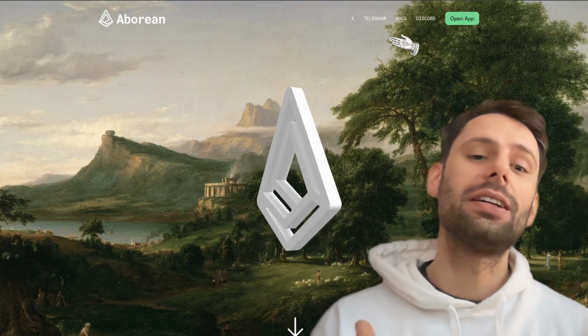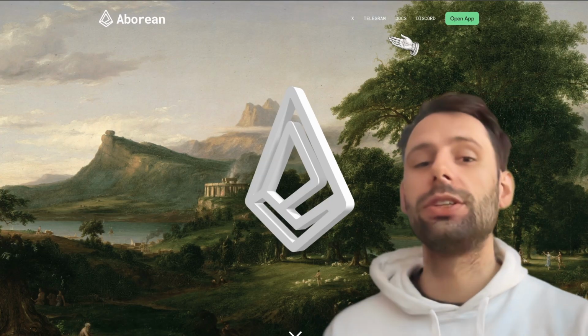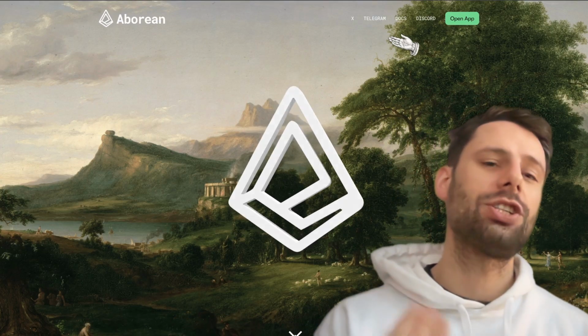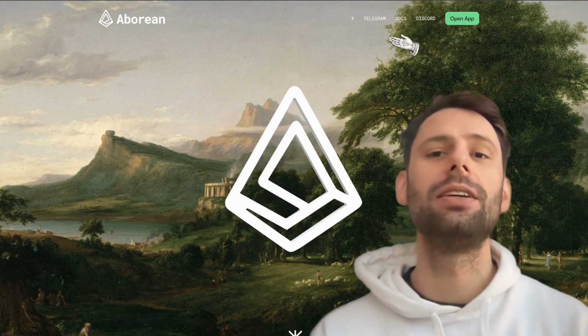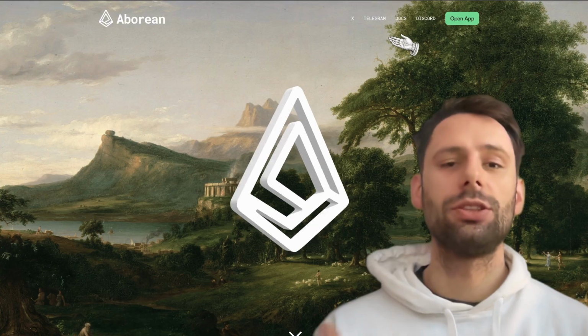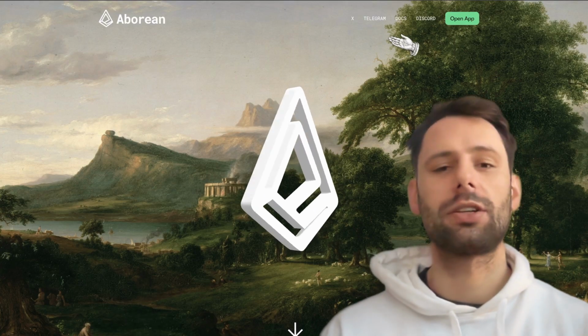You can either use your Abstract Global Wallet or your EVM wallet if you want to get some sweet experience points. Either use your AGW, or it should also work if you delegate one of your EVM wallets that you're using with Aborean Finance to your Abstract Global Wallet.